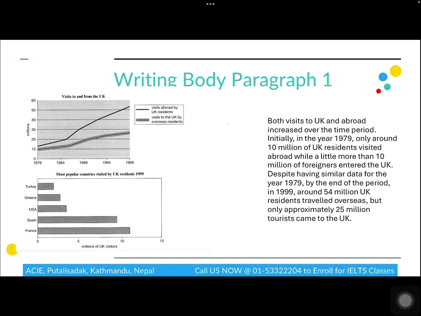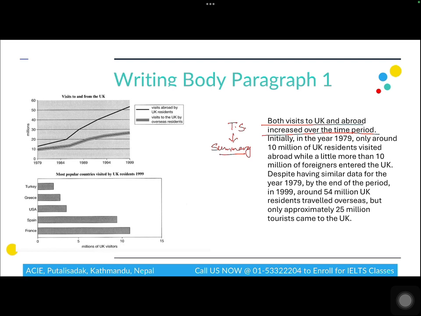Now, as we move on with the essay, we know that we do not mention data points in the overview. So we are going to justify our overview by presenting the data points in our body paragraph. And we are going to start with the topic statement, right? So topic statement, as I have mentioned over and over, is a summary of your entire paragraph. And in this case, both visits to UK and abroad increased over the time period.